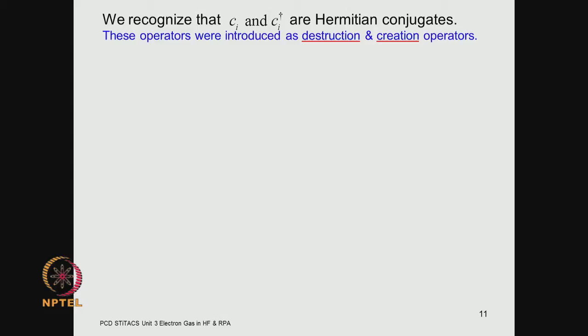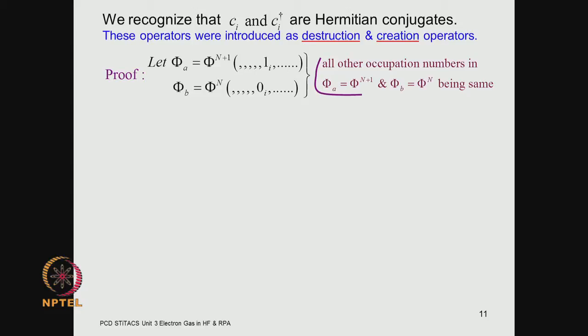Now, just for completeness, let me remind you that these operators, which have been primarily introduced as destruction and creation operators, are Hermitian conjugates of each other. Our first introduction was in terms of creation and destruction operators. So, if you have an n plus 1 particle state, which is phi A, and another state which is an n particle state, which is phi B.